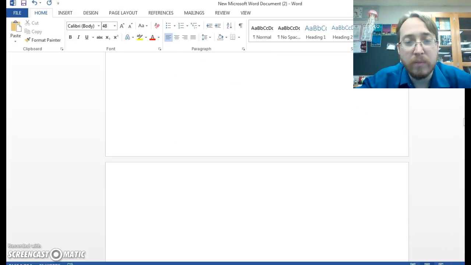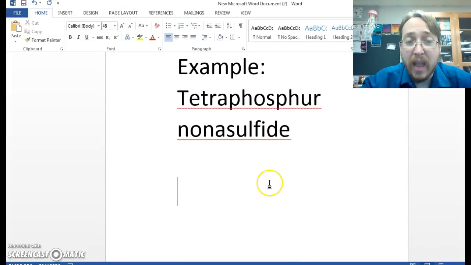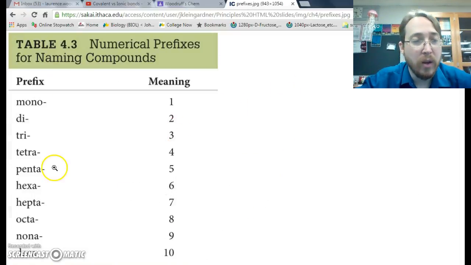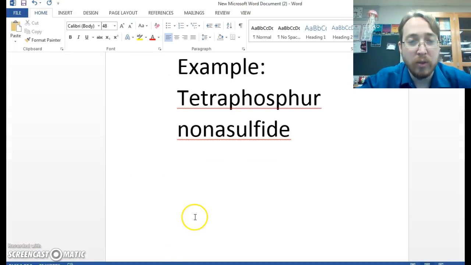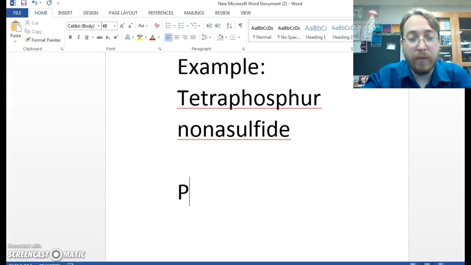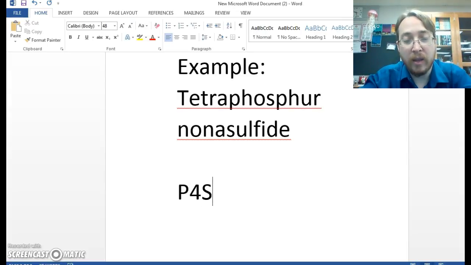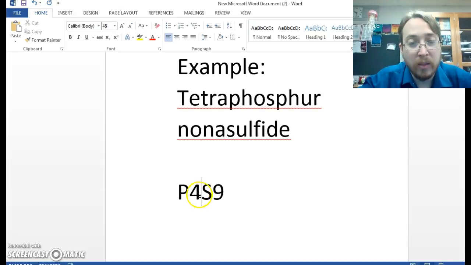Let's check the next one. If they give us the name, tetraphosphorus nonasulfide, we still need to look up the prefixes to determine the count. So tetra is going to be 4 phosphorus, and nona is going to be 9 sulfur. So this is going to be 4 phosphorus and 9 sulfur. So let's put these in the right format. There we go. P4S9. That's our formula.